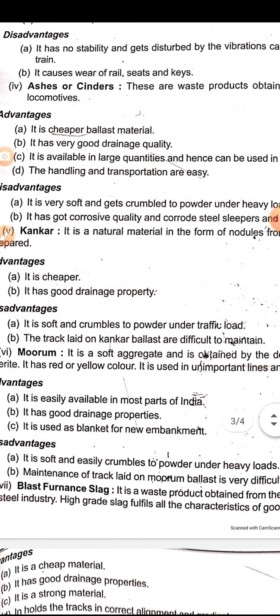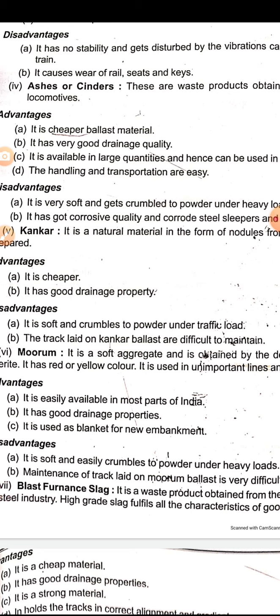Next is ashes and cinder. They are waste products obtained from steam locomotives, and they also have advantages and disadvantages. Advantage: it is a cheaper ballast material, it has very good drainage quality. Disadvantage: it is very soft, and gets crumbled to powder under heavy loads.